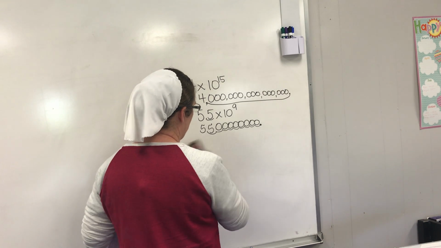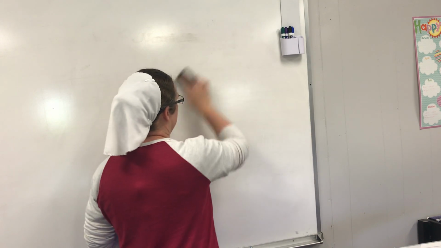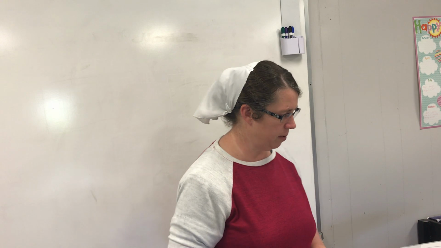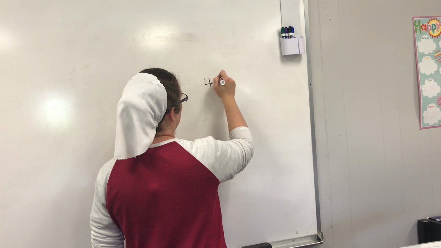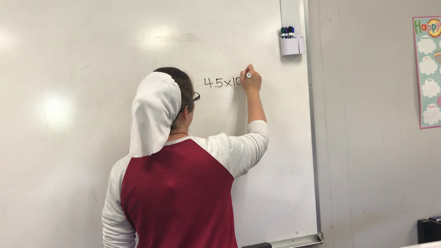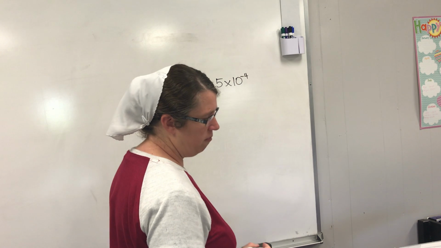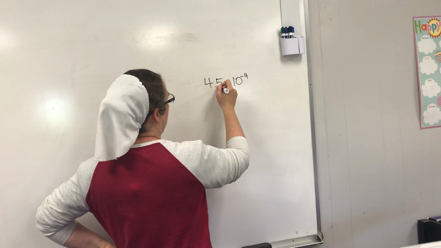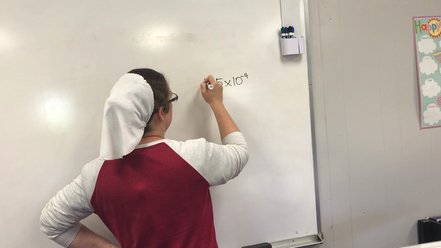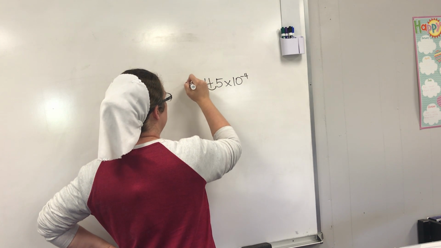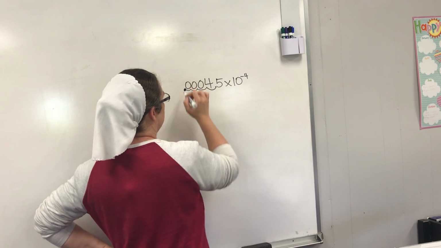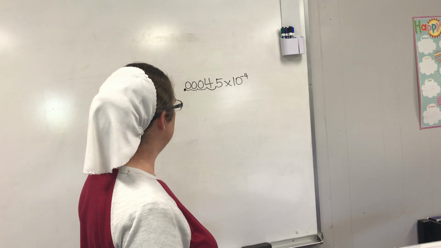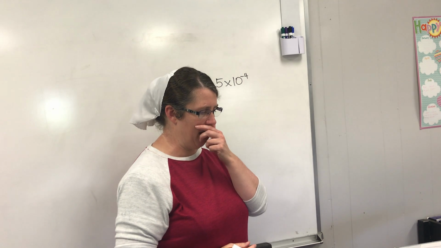All right, so let's try some that you have in your book. The first one is 4.5 times 10 to the -4th power. All right, 4.5 times 10 -4. All right, you're moving it 1 place and then you're going to add 1, 2, 3 zeros. So you're moving it 1, 2, 3, 4 places. 0.00045.